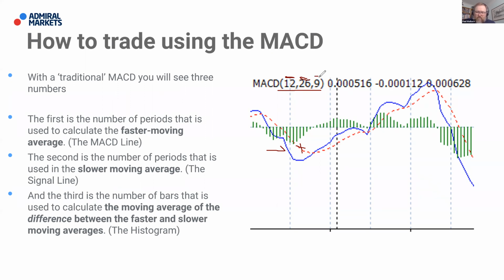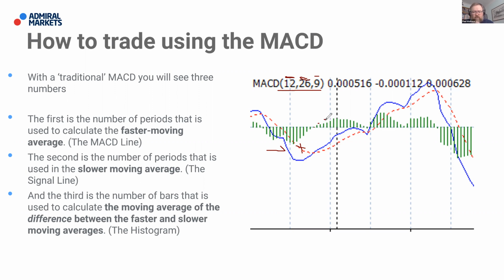That's the number of bars that is used to calculate the moving average of the difference between the faster and slower moving averages, which is reflected as the histogram on your charts. So you'll see there 12, 26, and 9, and you'll find that most MACD indicators, most trading platforms, will utilize that as the standard setting, 12, 26, and 9.